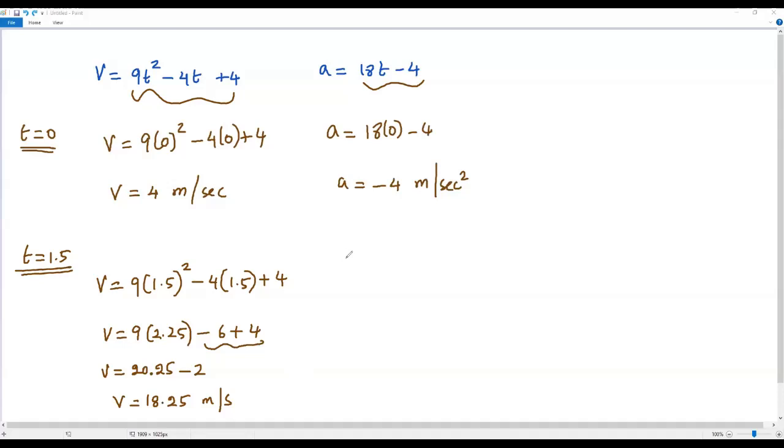Let's find the acceleration at t equal to 1.5 seconds. So a equals 18 times 1.5 minus 4. That is, we plug in 1.5 for t over here. So a equals 18 times 1.5, which is 27, minus 4. So a equals 27 minus 4, which is 23. The unit of acceleration is meter per second square. So at time t equal to 1.5 seconds, the acceleration is 23 meter per second square.